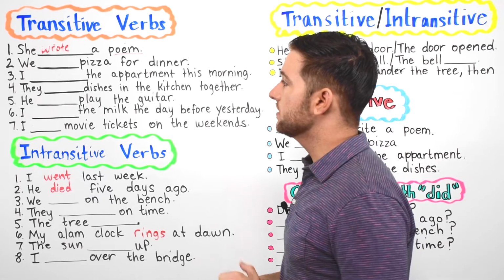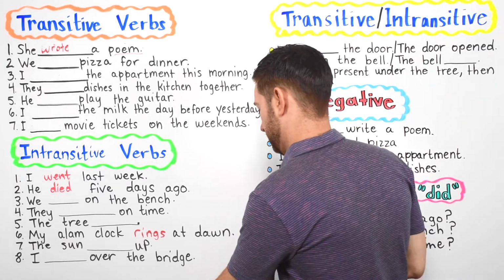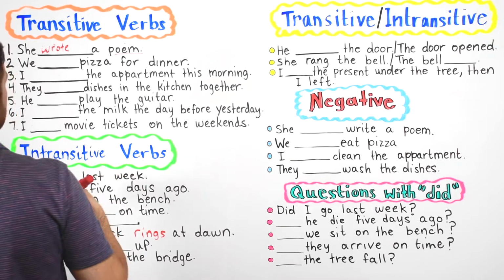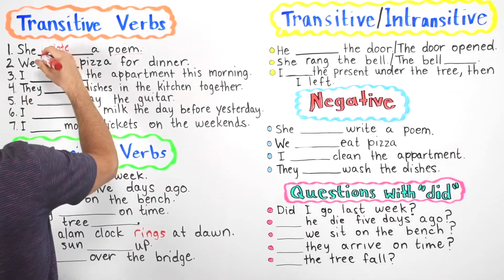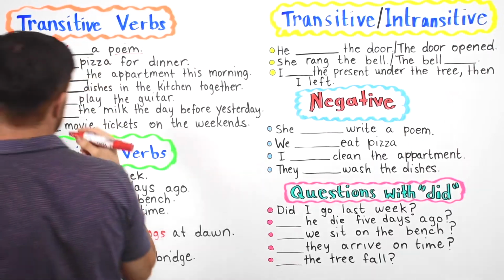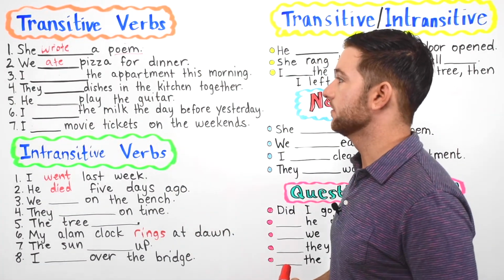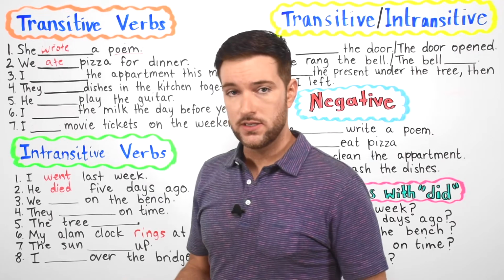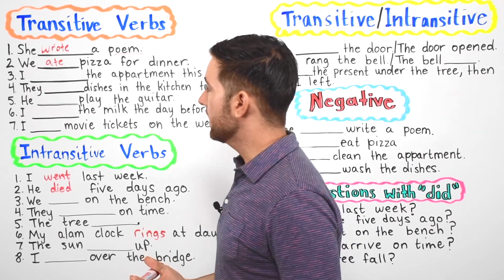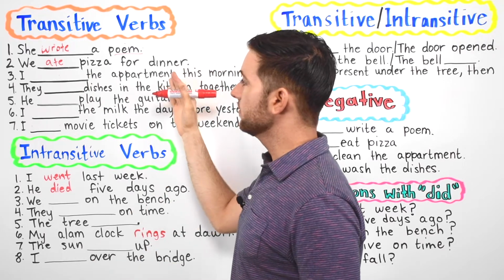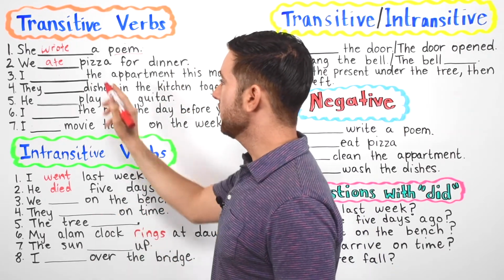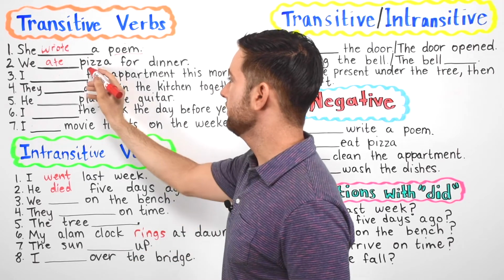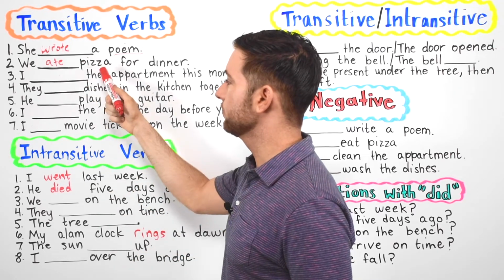Number 2 says, we blank pizza for dinner. Obviously, we're going to say we eat pizza for dinner, or if you want to talk about the past, you could say we ate pizza for dinner. Ate is the past tense coming from the verb to eat, and we're performing an action on the object. In this sentence here, what is the object? Do you know? The object is pizza. So we are eating the pizza. Pizza is the object. It has the action performed to it.